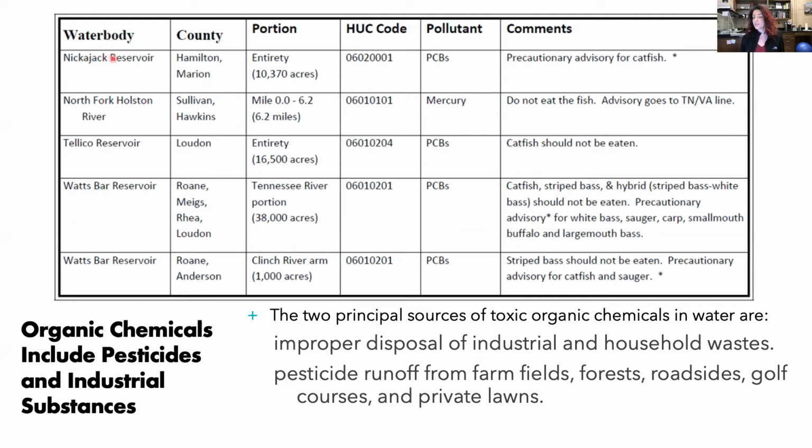And here we have different water bodies and the county that they're located in. And it might behoove you to take a look at some of those main pollutants that are found in those water bodies. So for example, if you were thinking of doing some bass fishing in Watts Bar, make sure not to eat the striped bass because there's a whole lot of PCBs in that water reservoir.